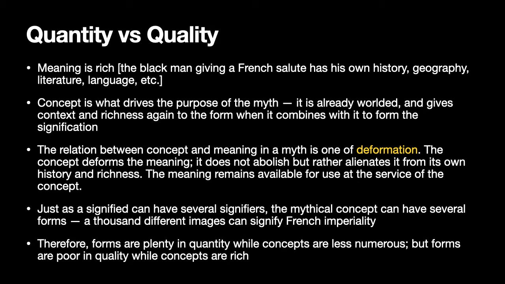Now, just as a signified can have several signifiers, the mythical concept can also have several forms. Like the same meaning can be conveyed by different words, perhaps. Different images can convey the same idea at the first level. Similarly, at the level of myth, to convey one particular concept or ideology, you can have several forms. 1,000 different images can signify French imperiality. However, in the case that Barthes has mentioned, French imperiality is signified by the image of the black man saluting the French national flag, but many other images can also signify exactly the same thing.